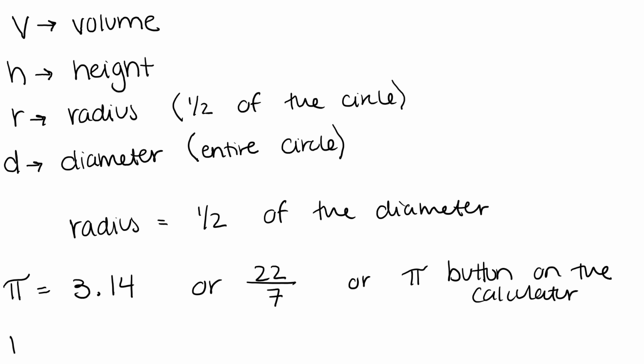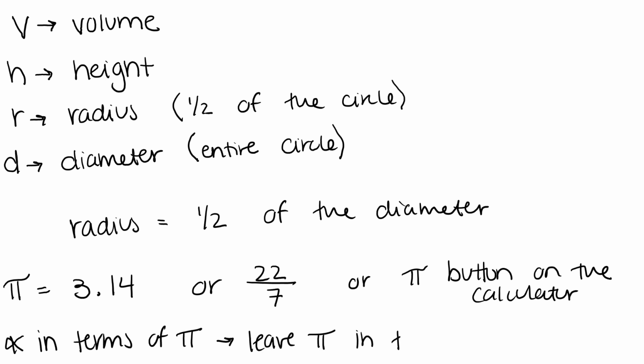The last note is one answer type. Sometimes you'll see the descriptor, leave your answer in terms of pi. This means that you leave pi in the answer. And we'll discuss what this means when we come to our actual examples later. For right now, just make sure you have all the notes copied down.